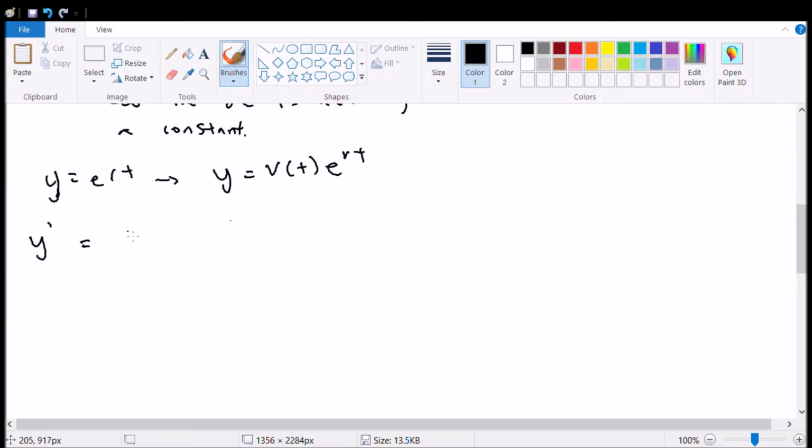So first derivative, so we're going to take the derivative of the first function times the second function, added to the derivative of the second function times the first function. So the derivative of this is r e to the rt, so we're going to pull the r out in front and then multiply that by e to the rt.